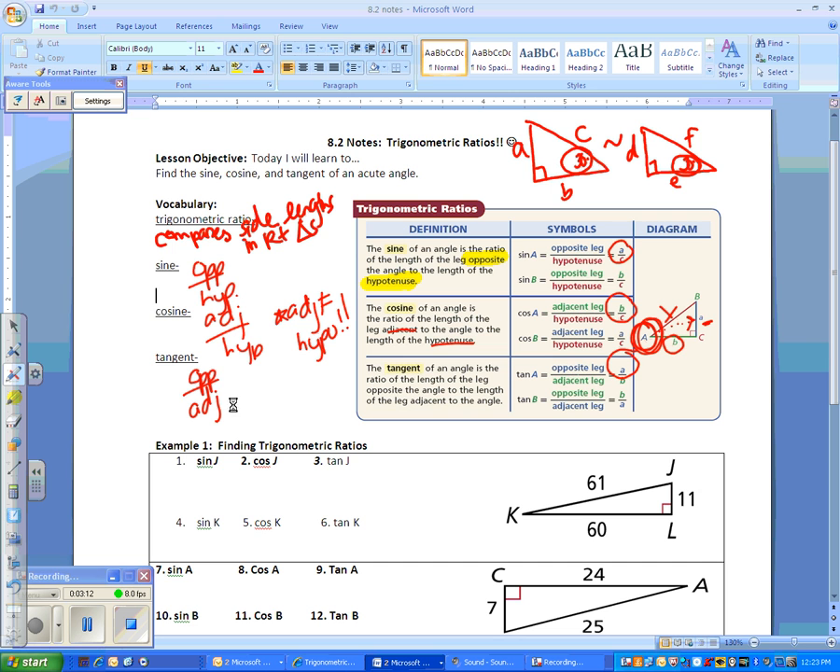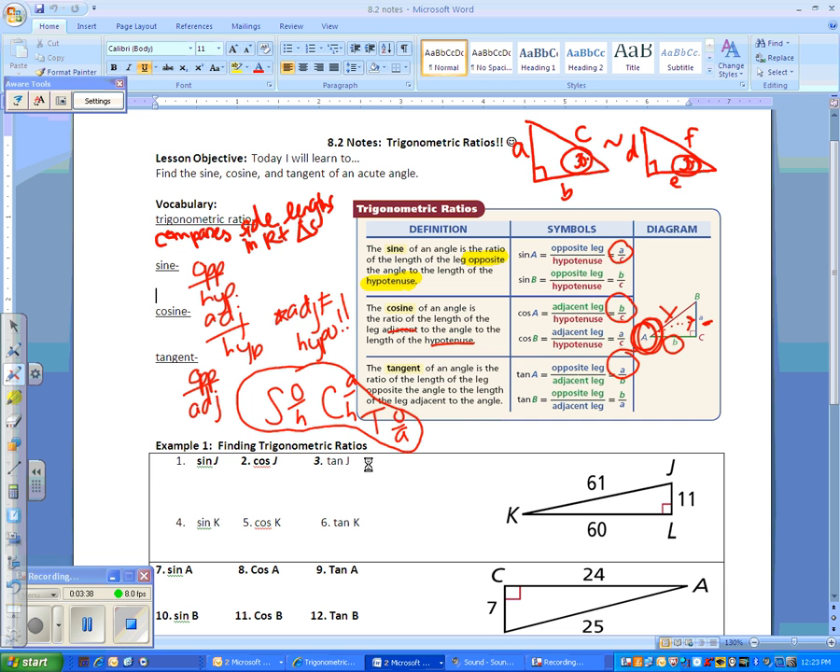An easy way to remember it is this thing called SOH CAH TOA. The O stands for opposite, the H stands for hypotenuse, and the A stands for adjacent. If you remember this saying, SOH CAH TOA, you'll remember that sine always stands for opposite over hypotenuse, cosine always adjacent over hypotenuse, and tangent always opposite over adjacent.